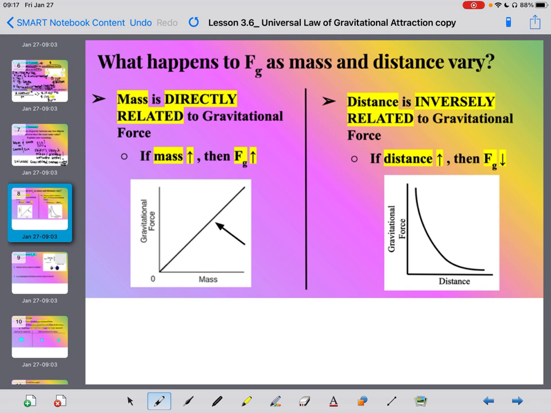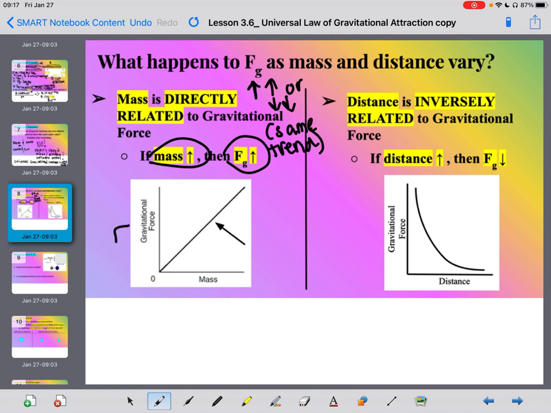What that means is if mass increases, then my force of gravity increases. If you're directly related, the variables have to go up, up, or down, down. They have the same trend. If you look at this graph, this is how we are going to represent it graphically.